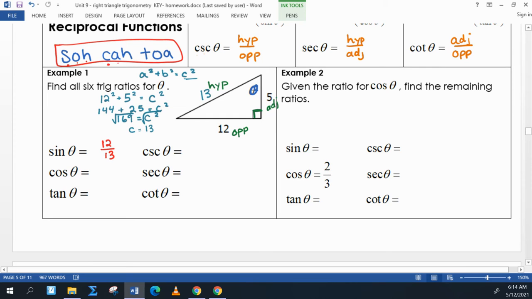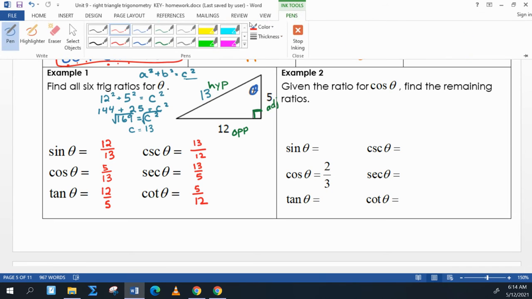Okay, look at the cosine. The cosine here is the adjacent over the hypotenuse. So look, we said 5 here was my adjacent over that hypotenuse, which is 13. And then the tangent is equal to the opposite over the adjacent, or 12 over 5. Okay, and then the reciprocal functions, nice and easy. We're just going to switch places. So 13 over 12 instead of 12 over 13. This 5 over 13 switches to 13 over 5, and the 12 over 5 switches to 5 over 12. And we're done.